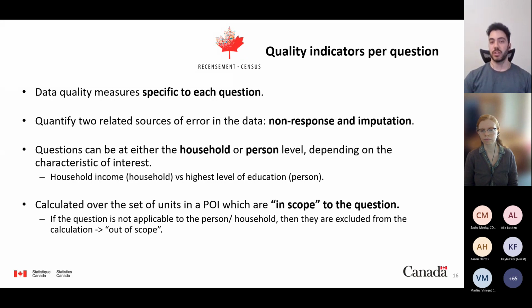These question level quality indicators are calculated over the set of units in a given POI which are said to be in scope to the question. All that really means is if the question is not applicable to that person or that household, then that person or household would be excluded from the calculation. Just to illustrate, questions regarding labor would be out of scope, or not applicable, to persons who are less than 15 years of age.